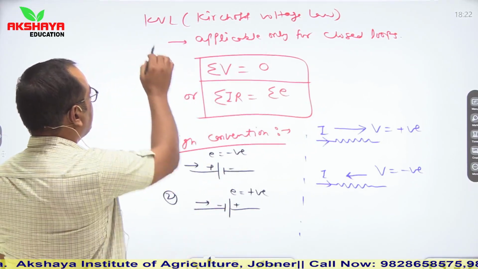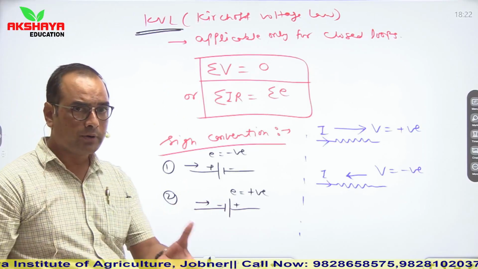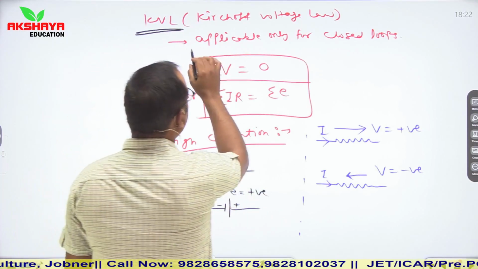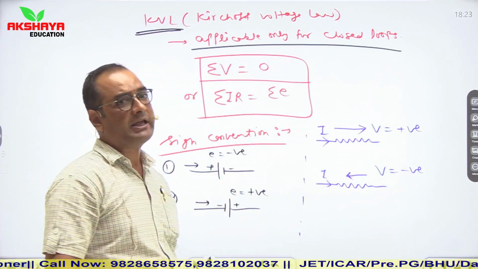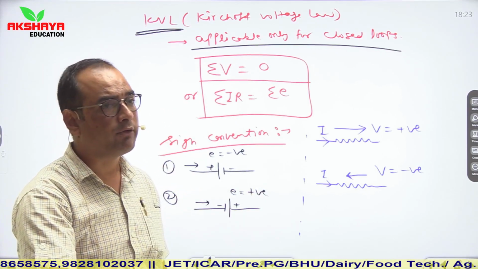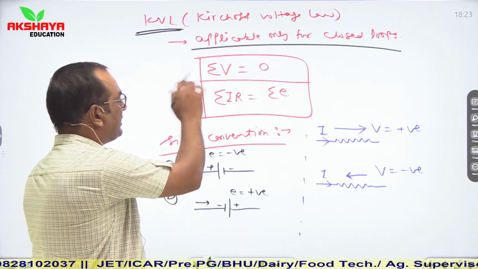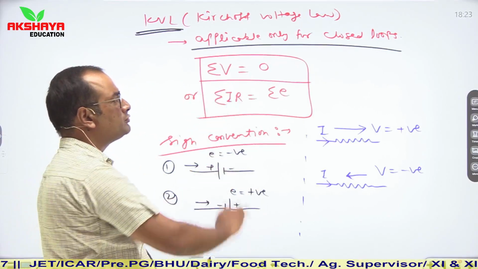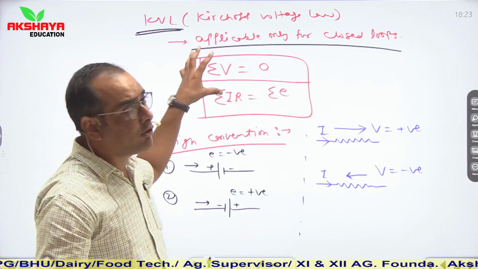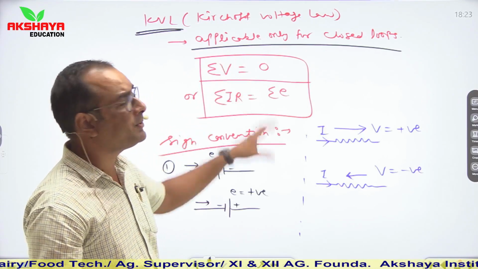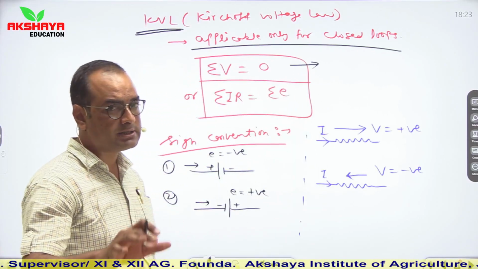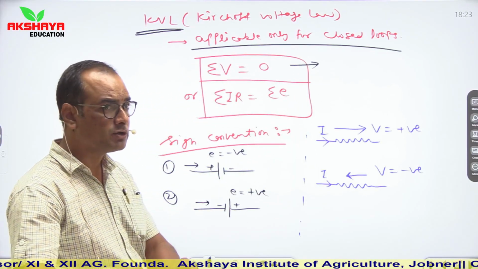Then we talk about KVL. KVL, Kirchhoff voltage law, loop law, or mesh law. One thing which you should understand very clearly is that it is applicable for closed loops. Kirchhoff's voltage law is applicable only for closed loops. Its mathematical relation is summation V is equal to 0, which states that the algebraic sum of all the potential differences in a closed loop is equal to 0.